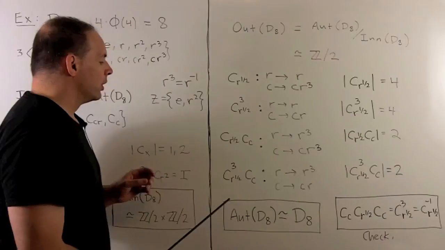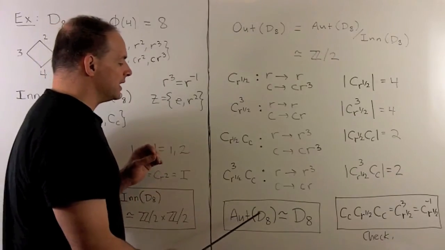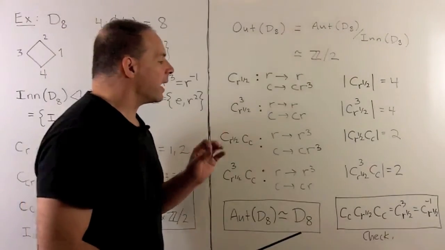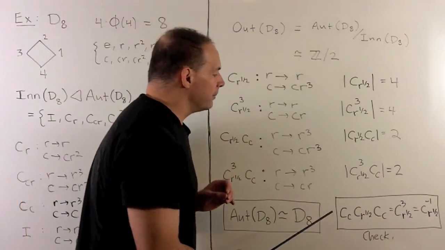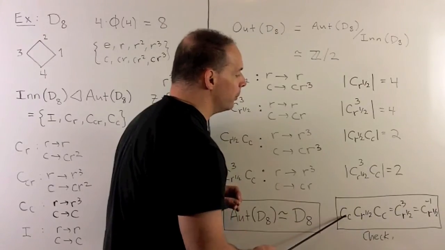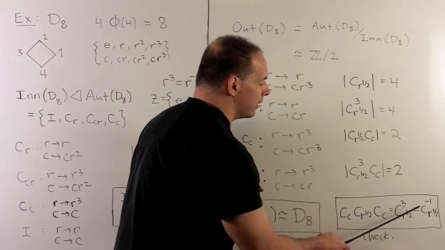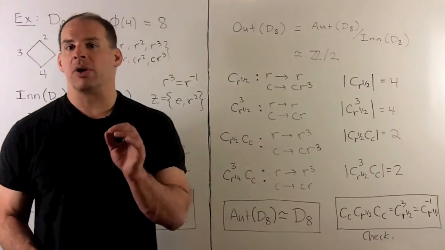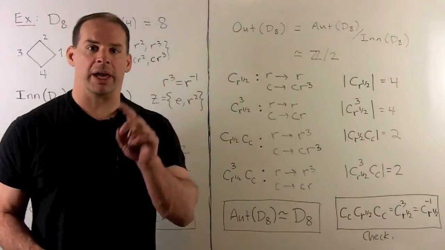Now, we have that the automorphism group of D8 is isomorphic to D8. So to see that, we just need to check the relations. Okay, we have an element of order 4. I'm going to conjugate by an element of order 2, and we see that we get the element of order 4 inverse. So that means we have the generators and relations for D sub 8.